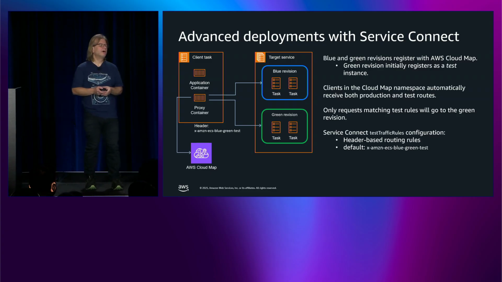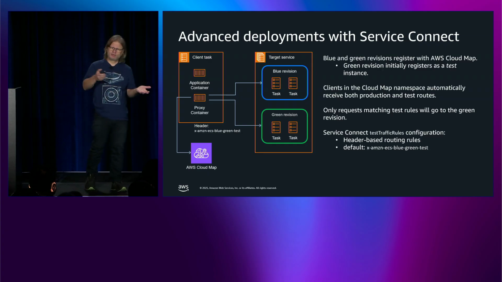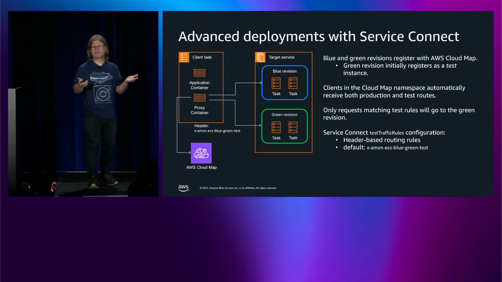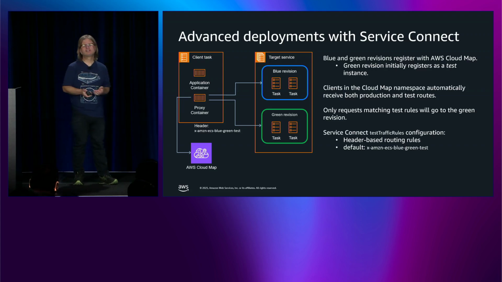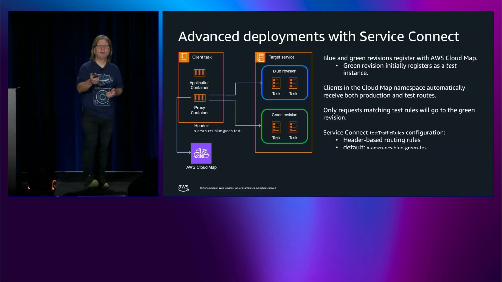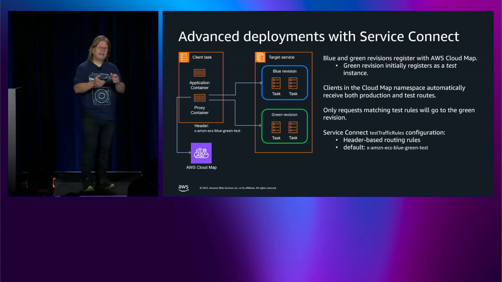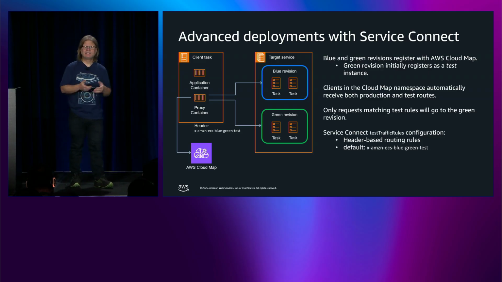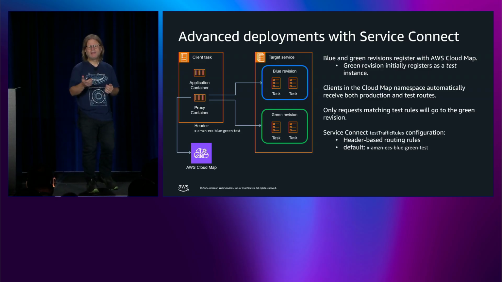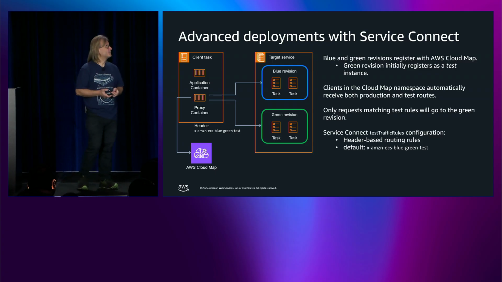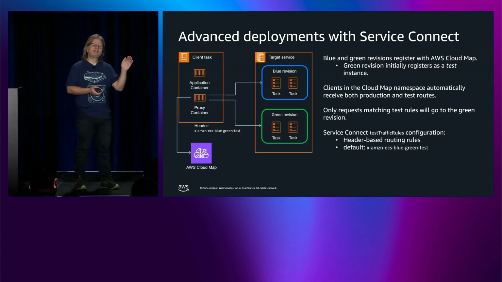So the way it works is you create your green revision, and both your blue and green revisions are registered with CloudMap, right? With the green one being labeled as your test instance. All clients in the Service Connect namespace can see both the blue and the green revisions. But only requests matching the test rules will be routed to the green revision.